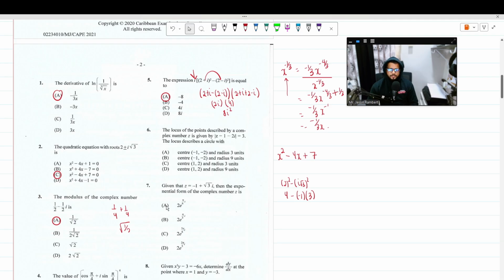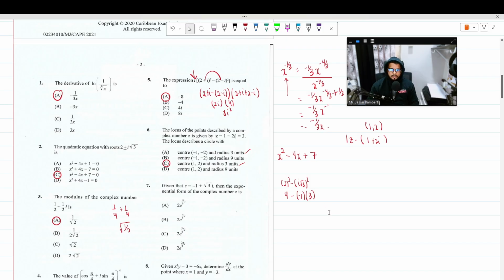The locus of points described by a complex number z is given by... alright, so I know that for this case, the radius is going to be 3, so it's either one of these two. It's for me to figure out what the center is. The complex number must be of the form modulus of z take away something. So how do I maintain the 1 minus the 2i? I'll put minus 1 minus 2i, sorry, I'll just put 1 plus 2i. And the center here is going to be 1, 2. So 1, 2 is my center, radius 3. The answer is C.